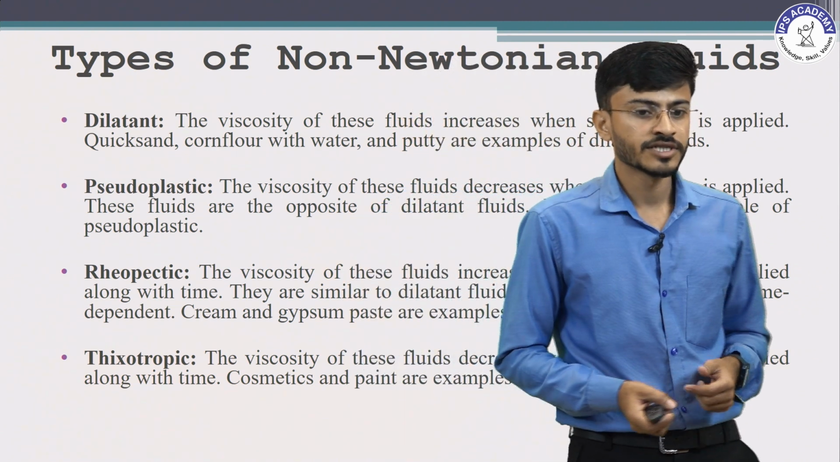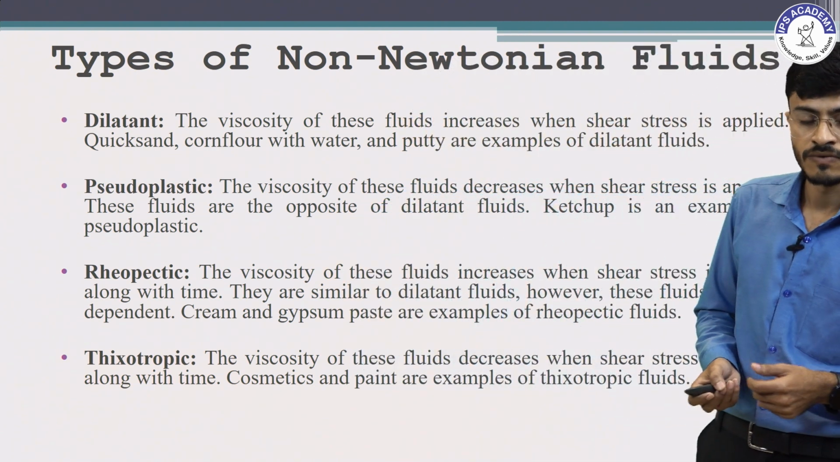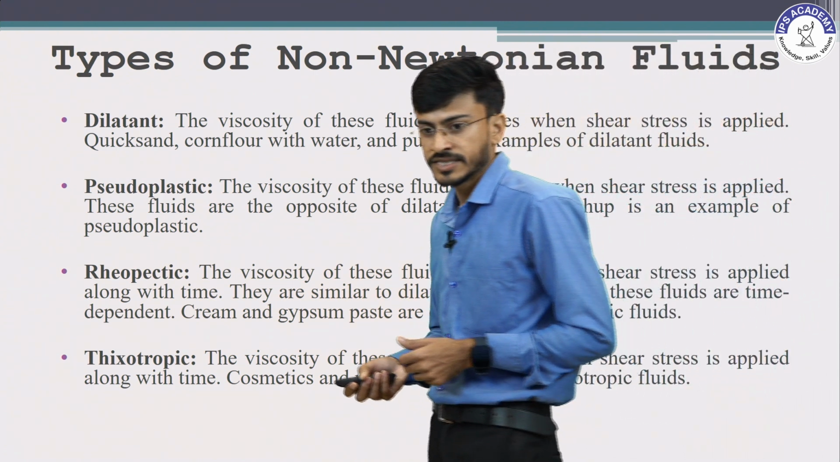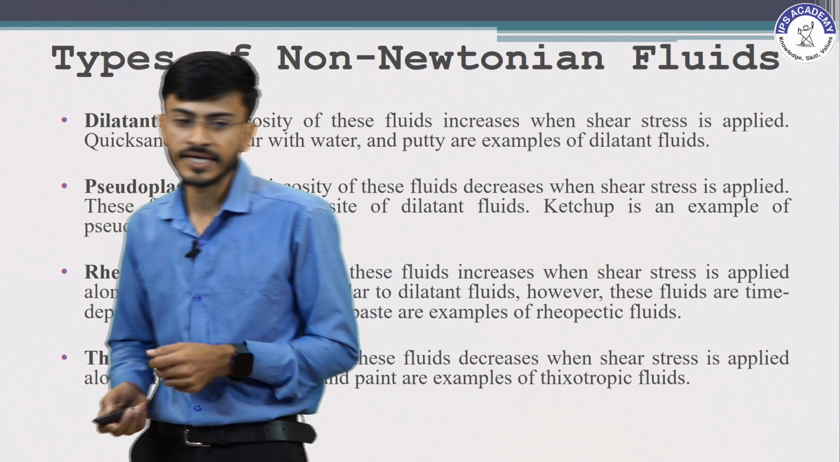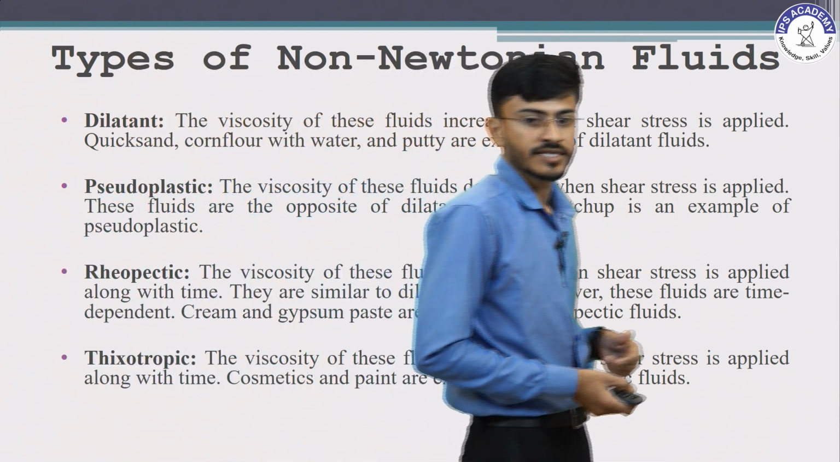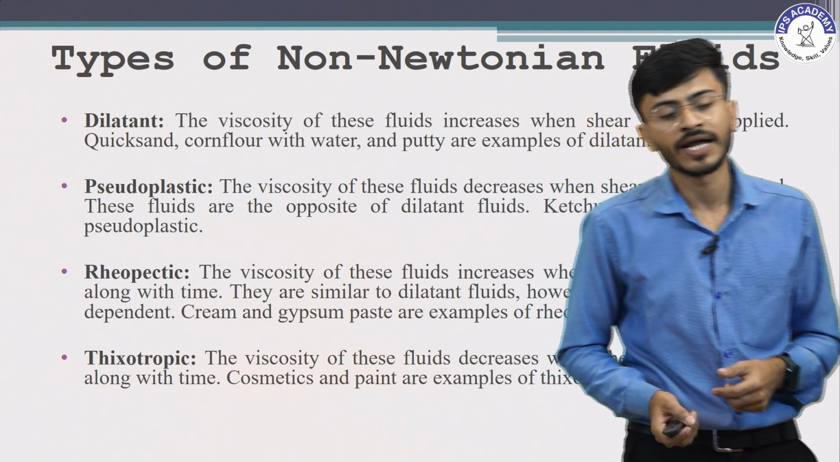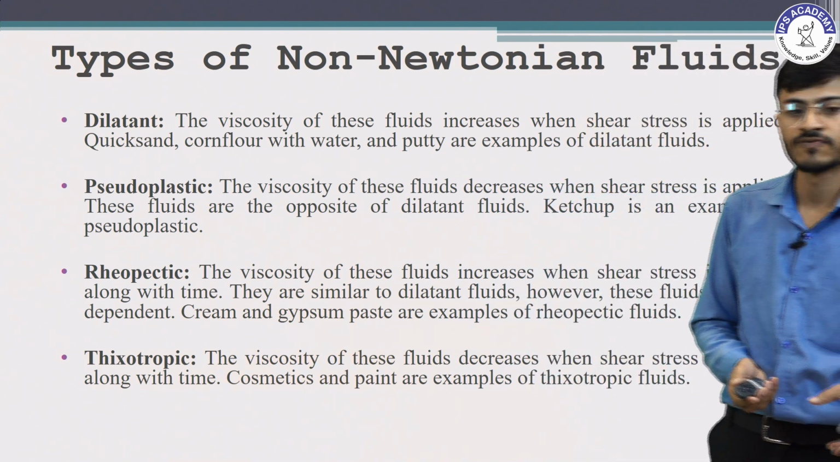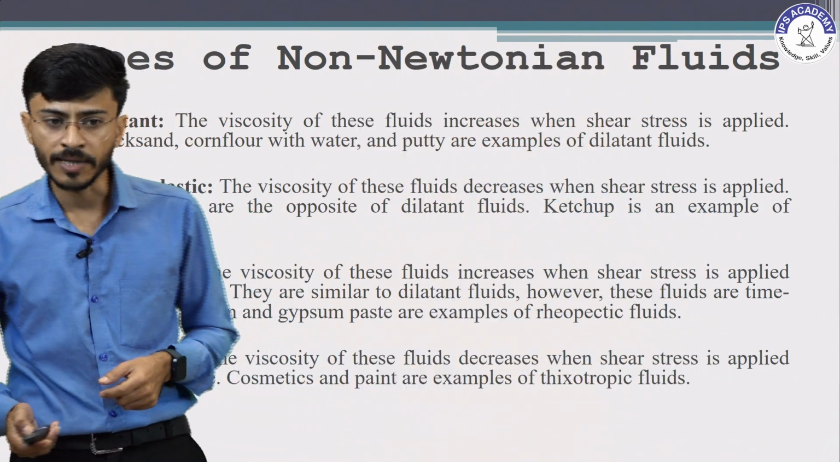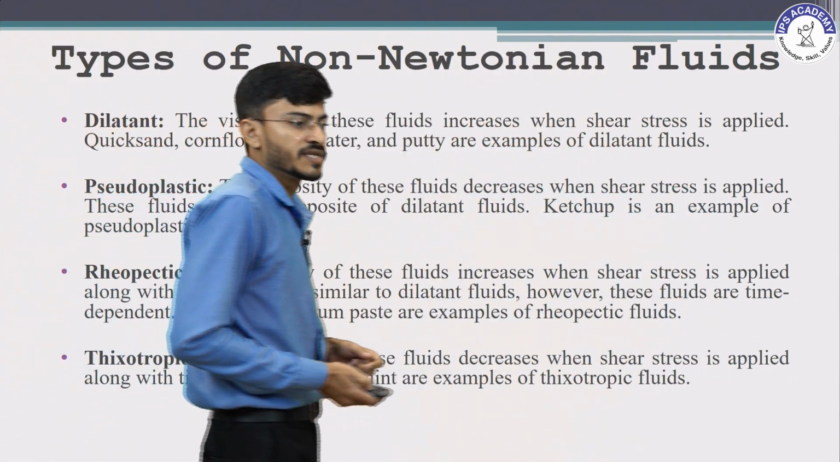And the last one is thixotropic. The viscosity of these fluids decreases when shear stress is applied along with time. For example, cosmetic paints are examples of thixotropics. Meaning, if you apply forces on such types of fluids like cosmetics and paints, they will become thin with time and their viscosity will decrease.